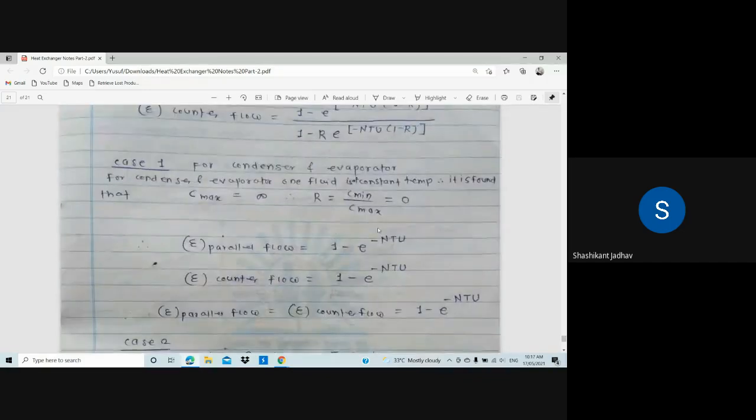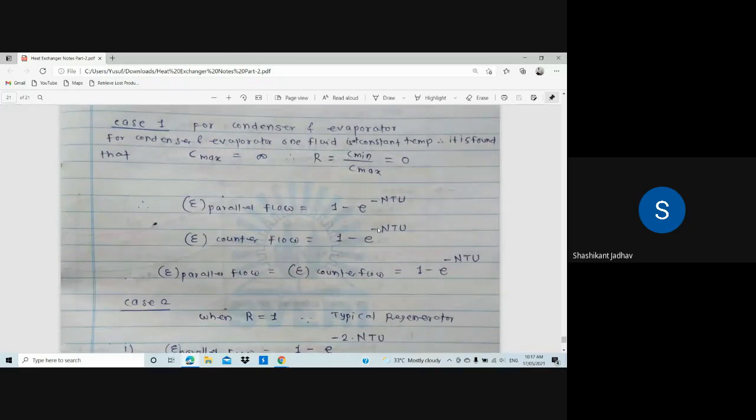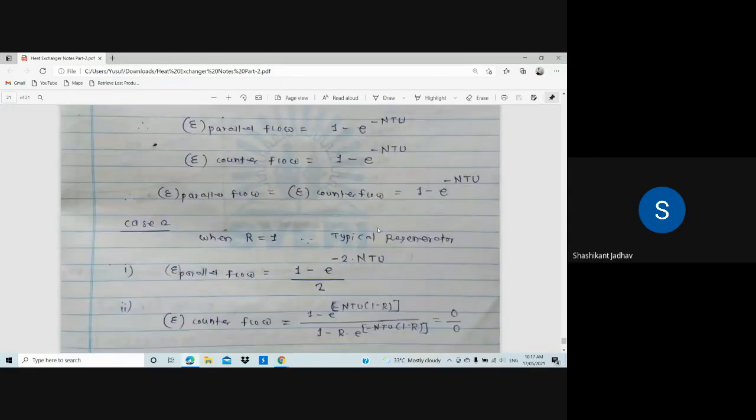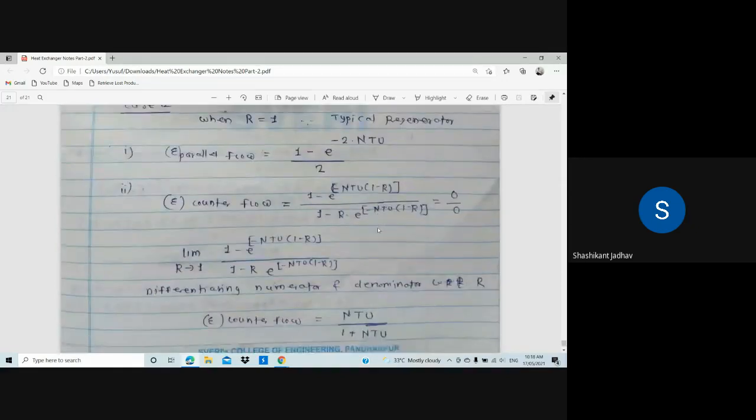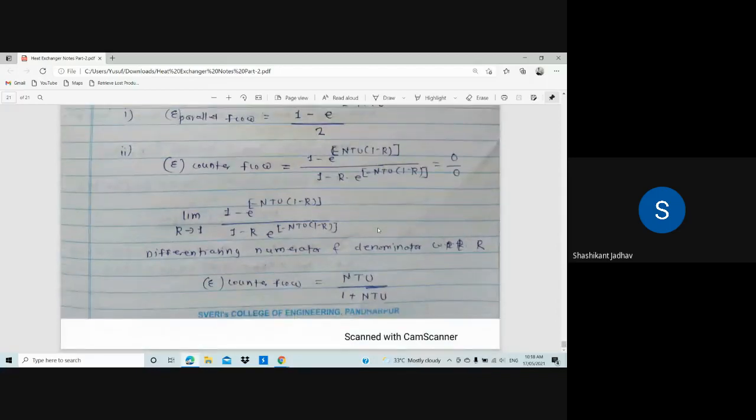Then we considered the two cases for condenser and evaporator. The value of Cmax is infinity. So from that we get the value of R equal to 0. So from that we get the equations for the effectiveness for parallel flow, that is 1 - e^(-NTU), and for the counter flow 1 - e^(-NTU). So the same equations apply for the condenser and evaporator, whether parallel flow or counter flow.